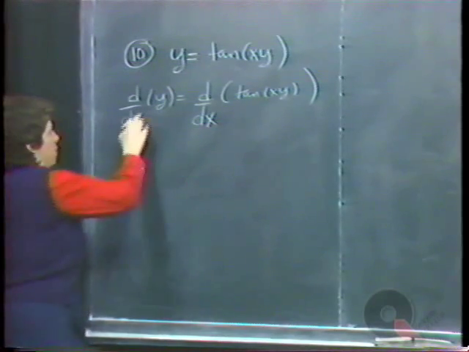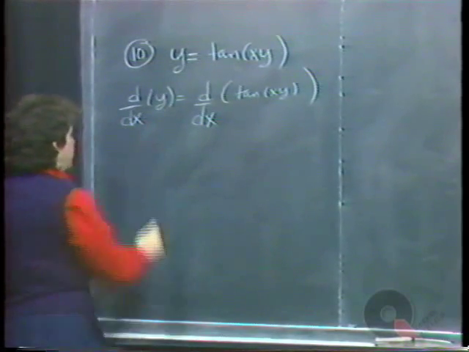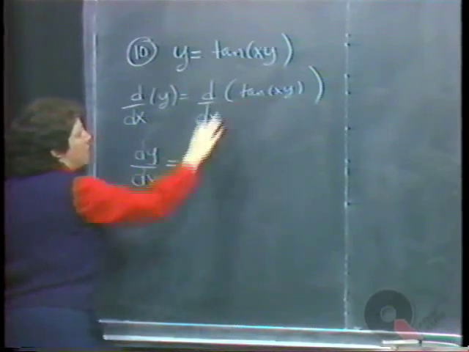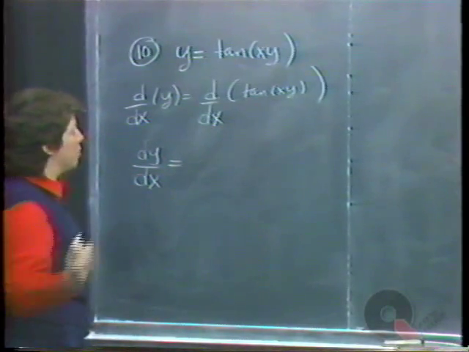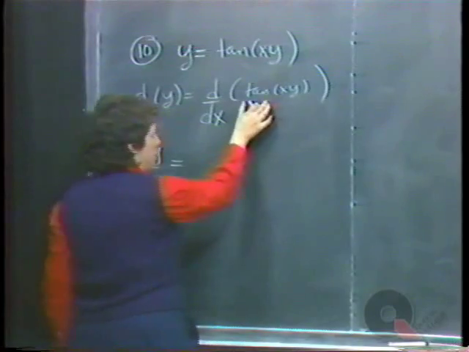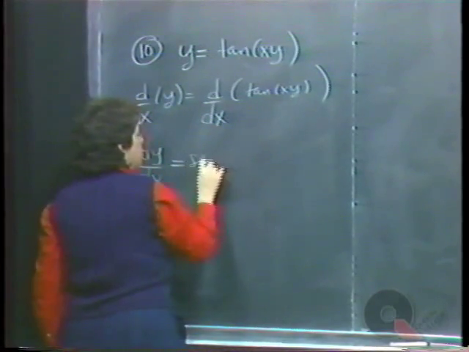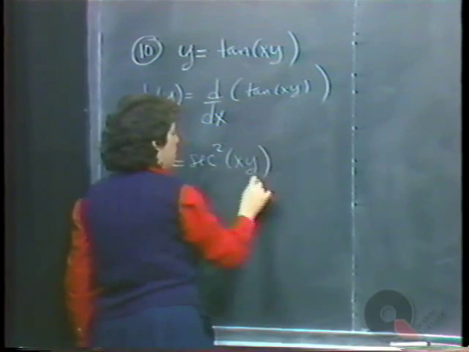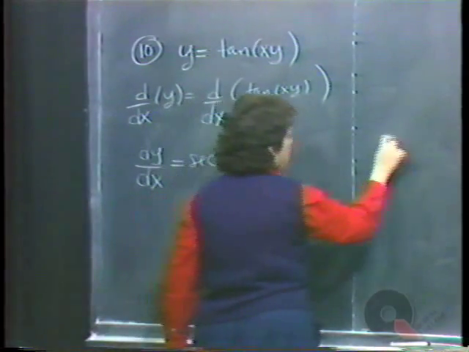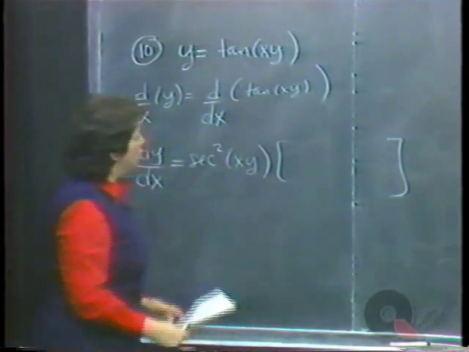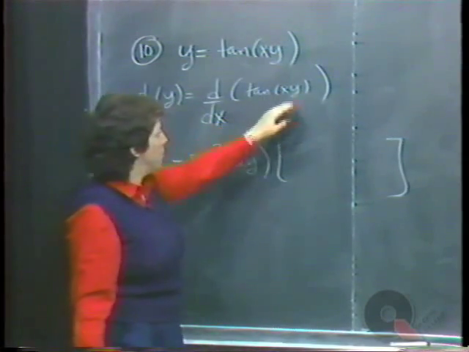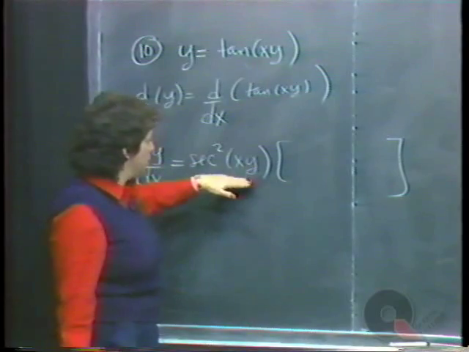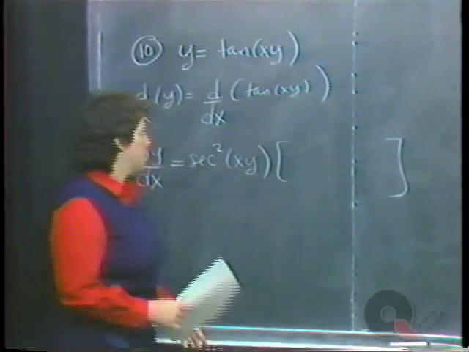Now the derivative of y with respect to x, that's just dy dx. The derivative of tangent of something with respect to x is going to be secant squared of that same something times the derivative of the something. Isn't that how we learned how to differentiate tangent of something? The derivative of tangent of something, secant squared of the same something, times the derivative of the something.